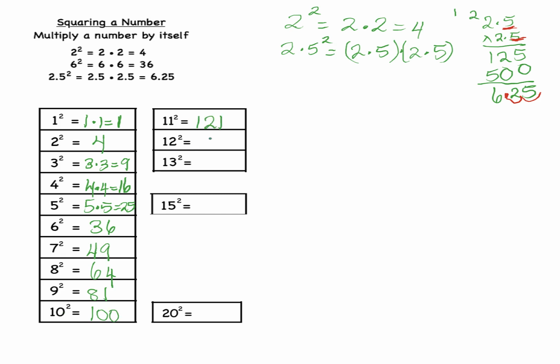121. 12 squared, 144. Now, again, the GED says students must memorize the first 12, but I also threw in 13 squared. 13 times 13 is 169. I also threw in 15 squared. 15 squared is 225. And finally, 20 squared is 400. So I would suggest that if you have not memorized your perfect squares, these are the ones you need to put to memory.